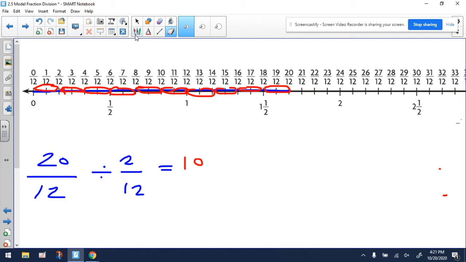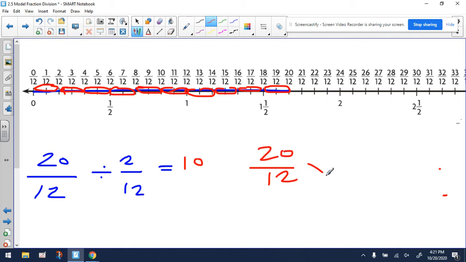The second step is to multiply by the reciprocal of the divisor. So if we rewrite the 20/12 and rethink this as the reciprocal of the divisor, if we flip this around, the reciprocal of this would be 12 halves. So we're just showing you that the answer is indeed 10 by doing the standard algorithm.